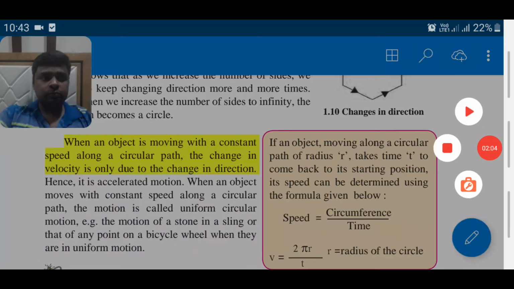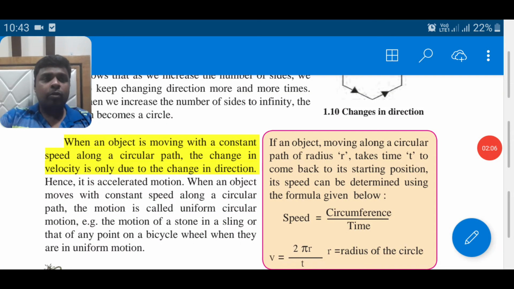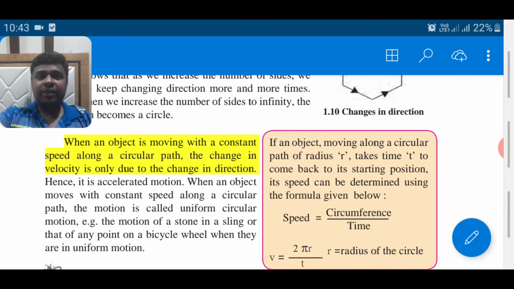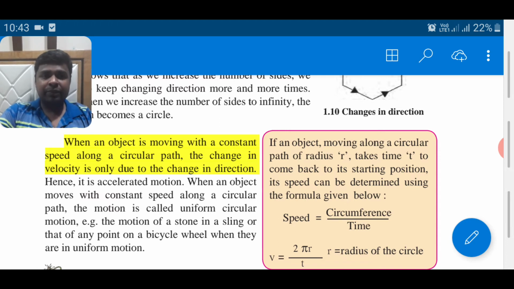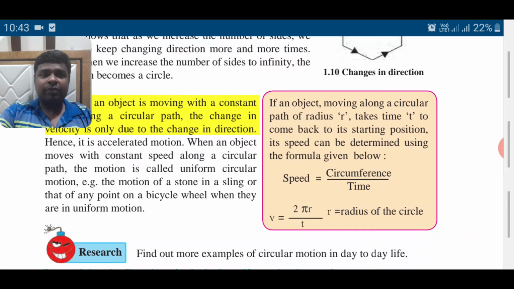If an object is moving along a circular path of radius r, speed is equal to what? Circumference upon time. What is the circumference? 2 pi r. The formula for the circumference of a circle is 2 pi r. So 2 pi r upon t is the formula for speed. Whenever an object moves with a constant speed along a circular path, it is uniform circular motion, an accelerated motion.